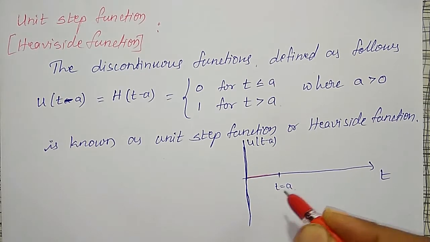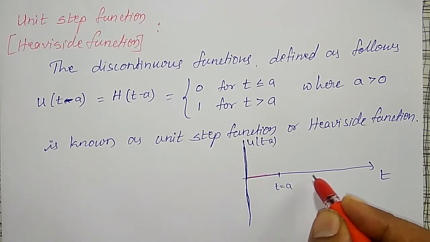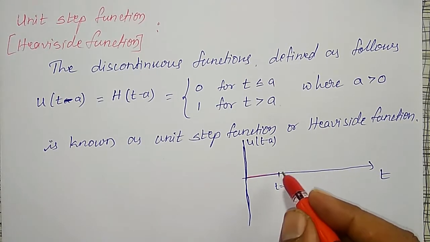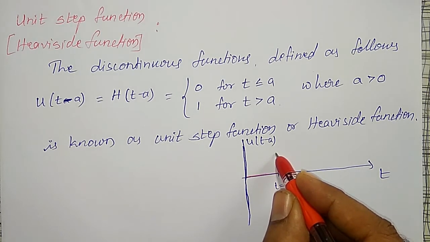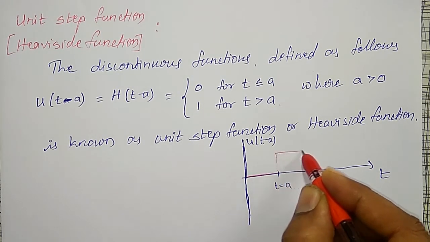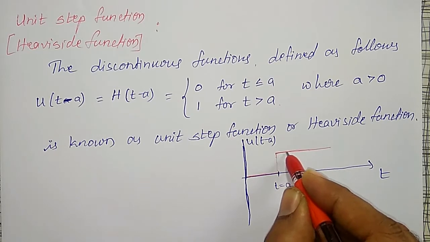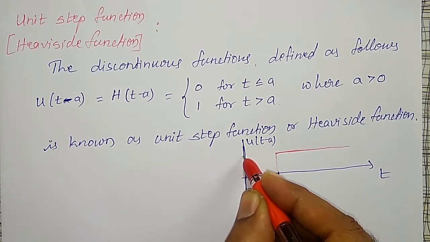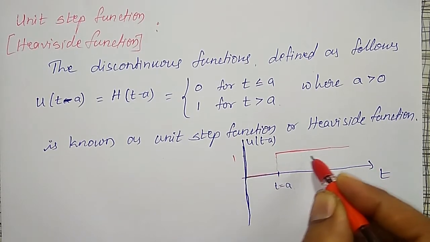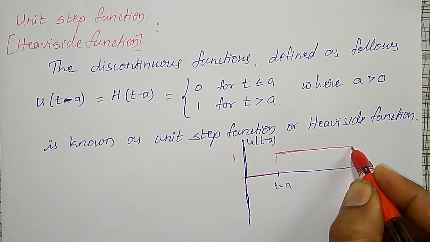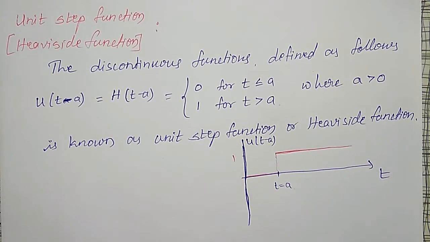But for t greater than a, up to infinity, it will remain a unit. It is a constant. After t equal to a, it is 1, and this remains 1 after that. Such functions are known as unit step functions. For this unit step function, I have to find the Laplace transform.